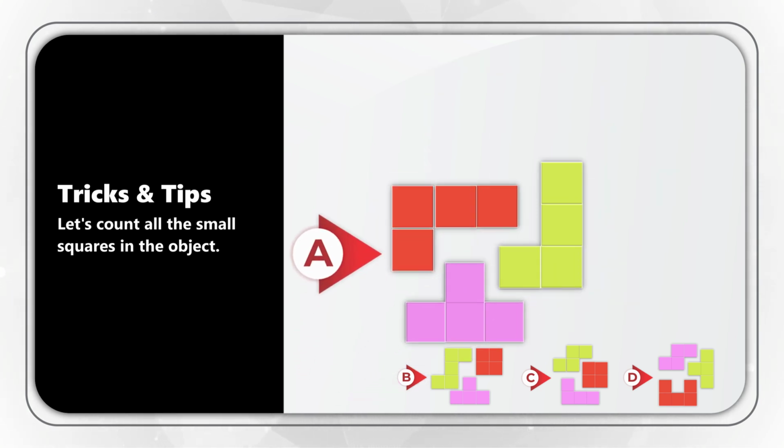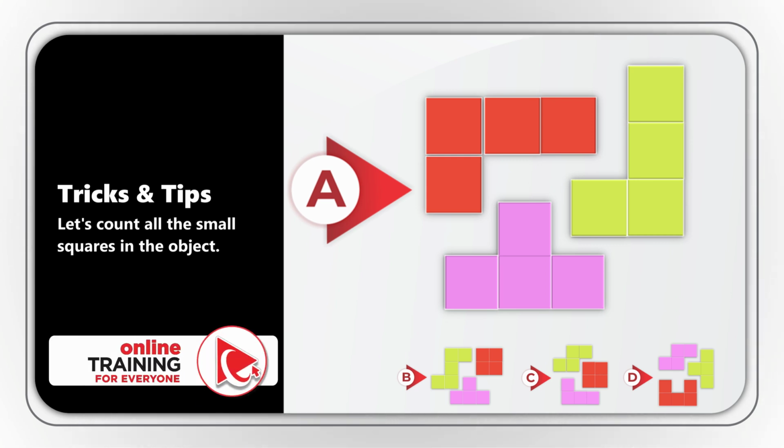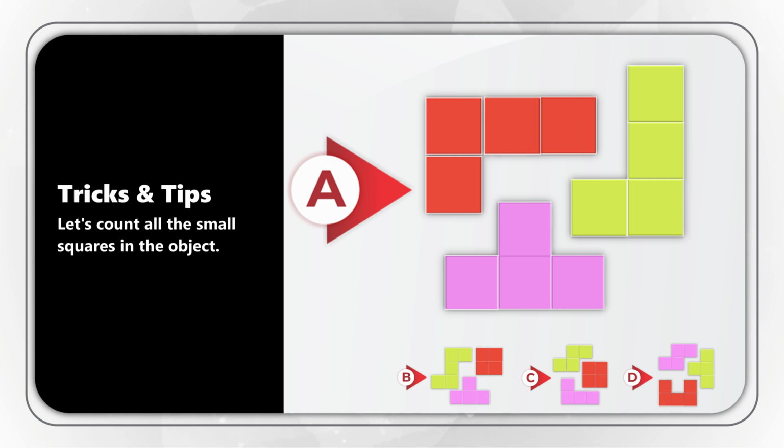But let's look at choice A. Choice A has only 12 small squares, which would mean that choice A doesn't fit perfectly. Let's count them. 1, 2, 3, 4, 5, 6, 7, 8, 9, 10, 11, 12. You see how easy it is to eliminate choice A by just counting small squares?